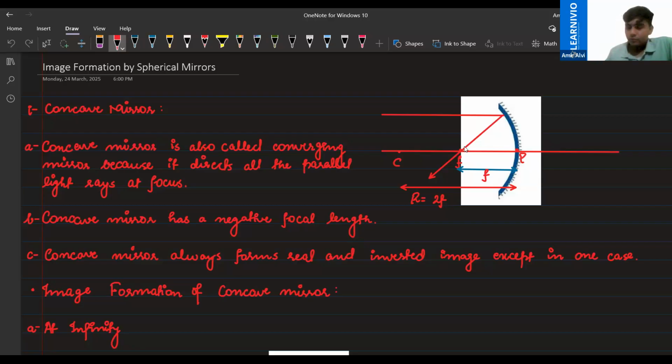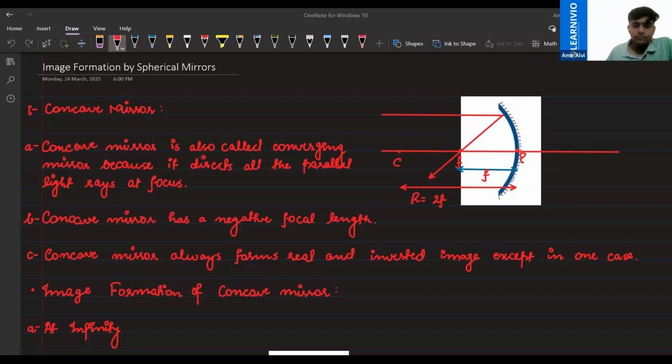No, sir. Okay. Next, a concave mirror has a negative focal length. We will discuss that when we do the sign convention in the next class. I'll explain that to you. But for now, just understand that it has a negative focal length. Clear? Clear, sir.